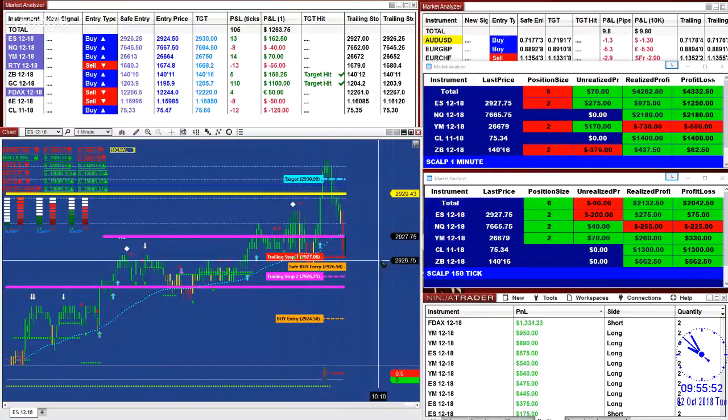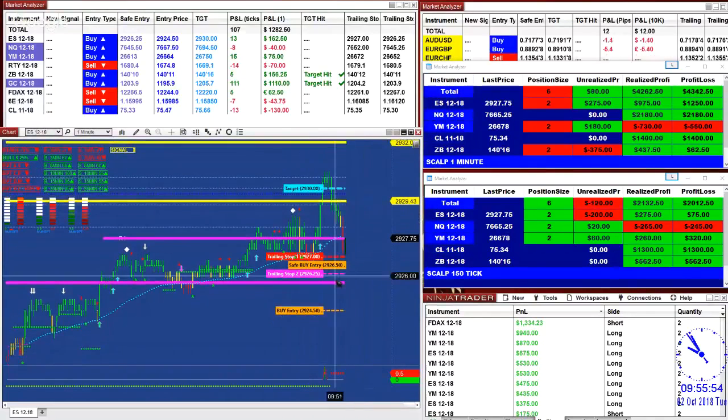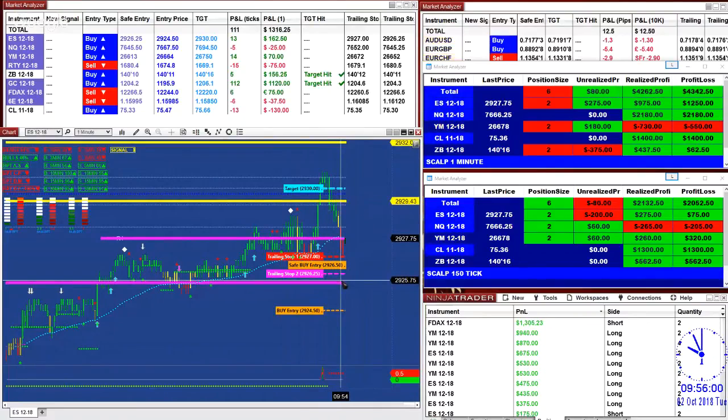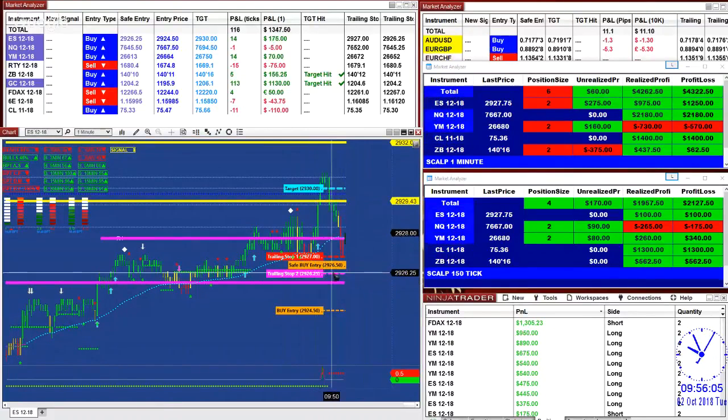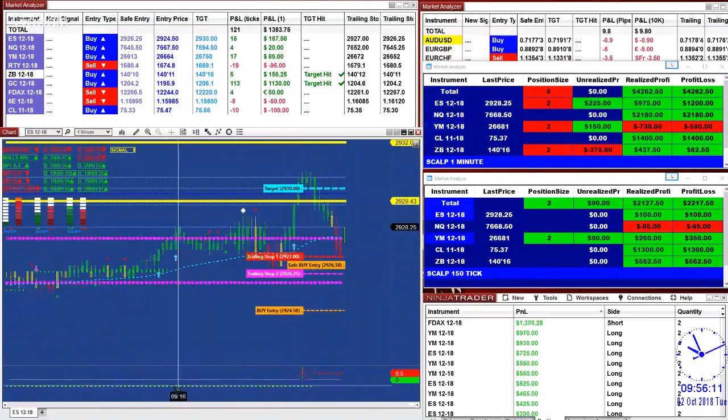This is a pullback re-entry, and anything below that level here means kiss the long ES goodbye, and now we are on the short mood. So as long as this market is above those lines here, we are on a pullback re-entry, long only. And this is where most of the traders make a mistake.